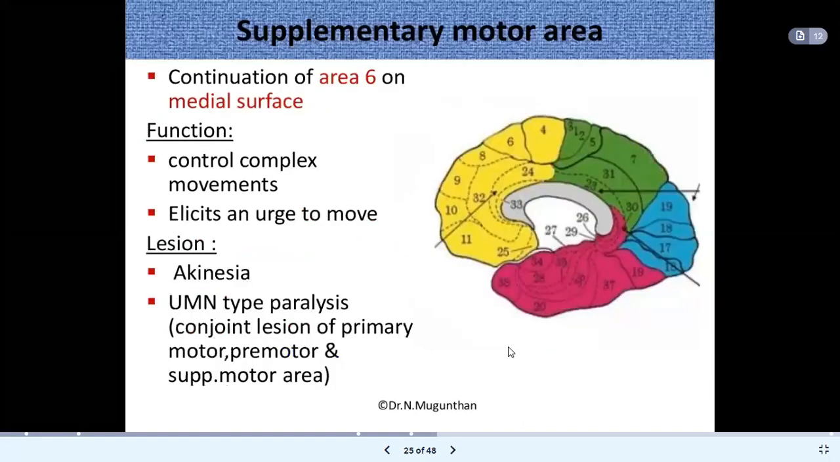Okay, then we have the supplementary motor area, continuous with area number 6 on the medial surface. Its function is that it controls complex movements and elicits an urge to move. If there is any lesion in this supplementary motor area, it will lead to akinesia, where there is a lack of movement, and the paralysis is upper motor neuron type of paralysis. This is a conjoint lesion of the primary motor, premotor and supplementary motor area together.